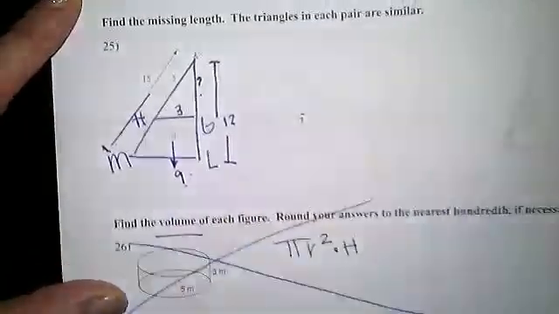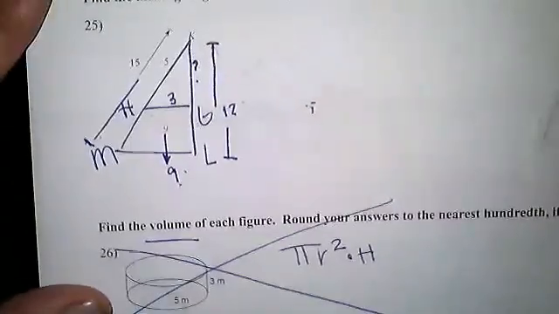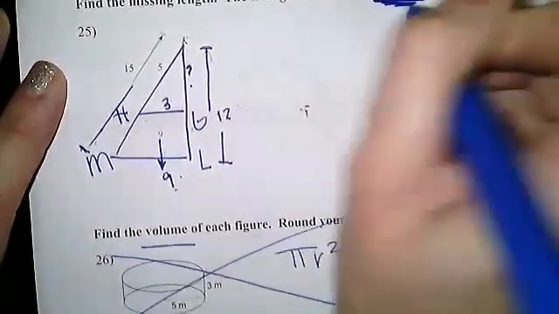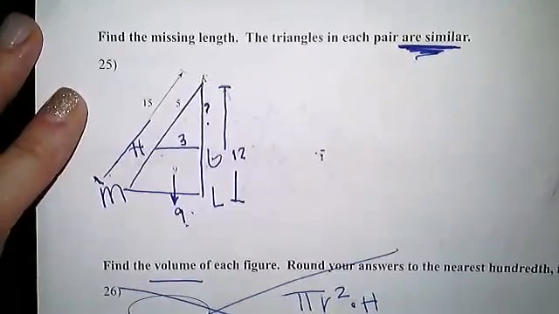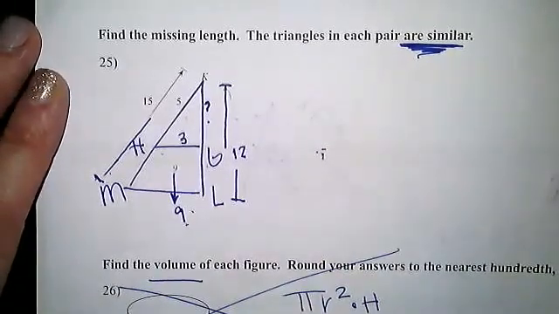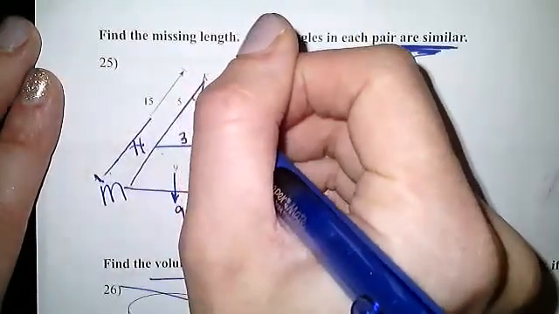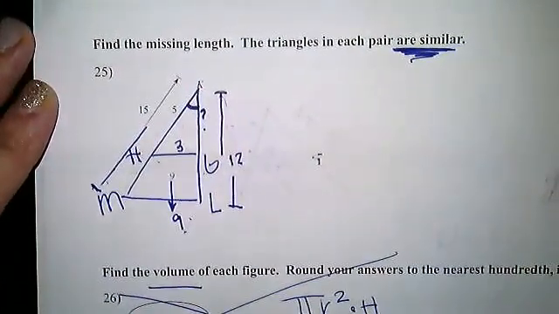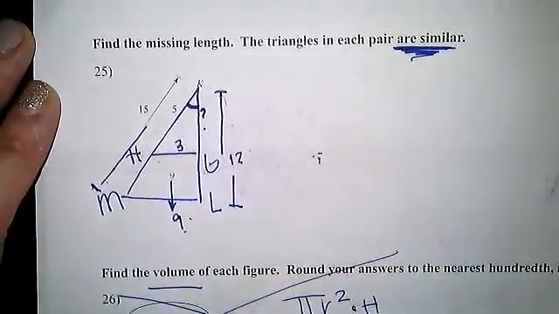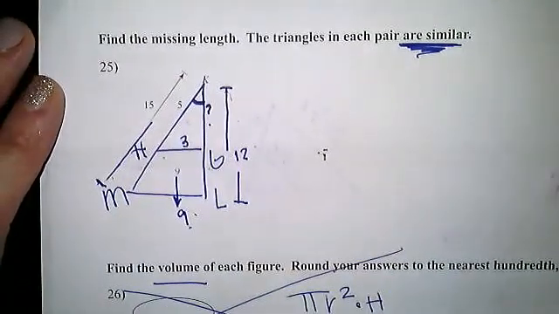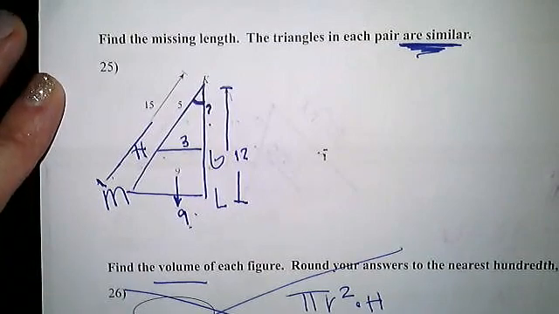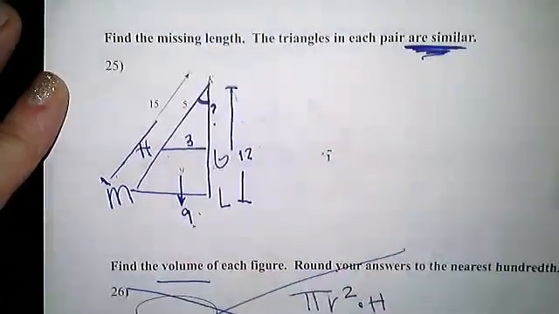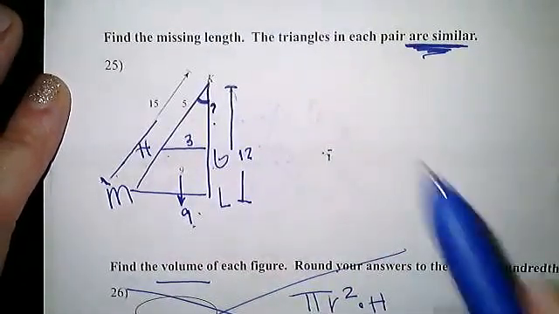This one got cut off, so I'm gonna put it up there. This is a find the missing length. The triangles in the pair are similar, and we have the side lengths. So we know that these triangles have angle K in common. We need to prove that their side lengths are proportional if they're supposed to be. Oh, never mind. Find the missing length. We already know they're similar. They're already proven similar.